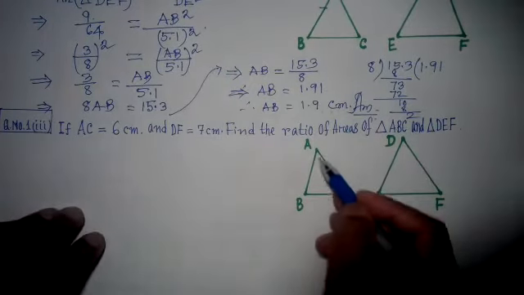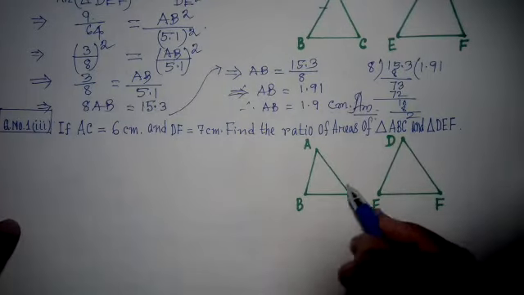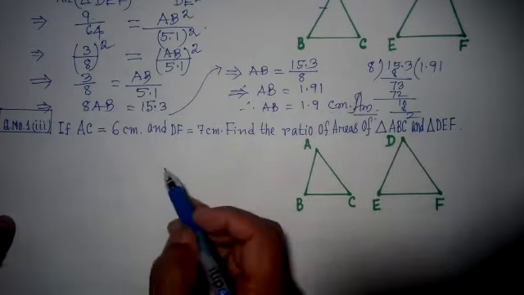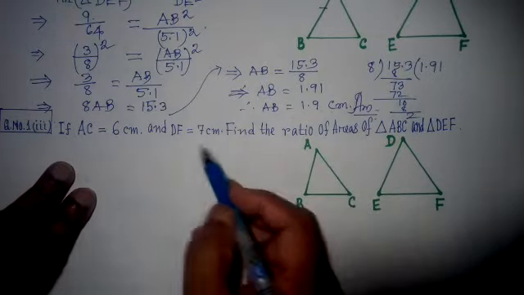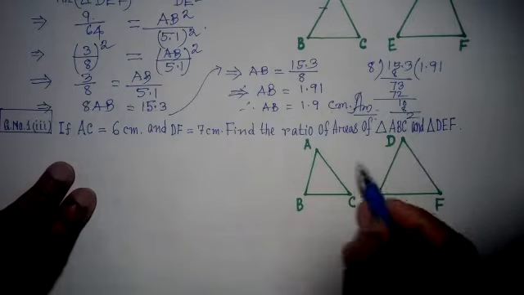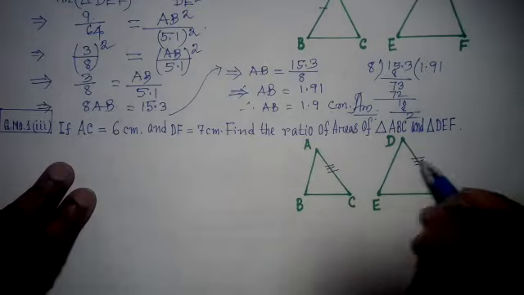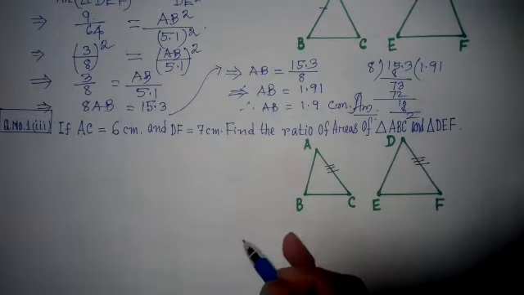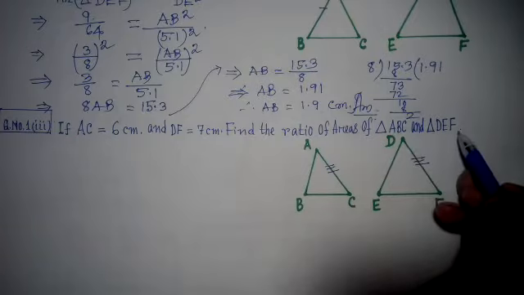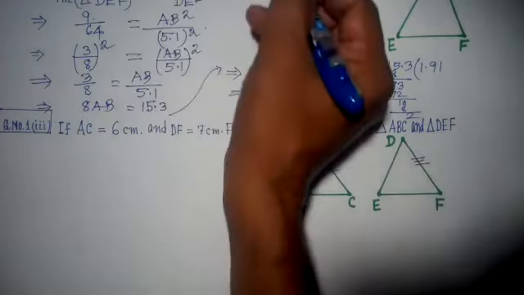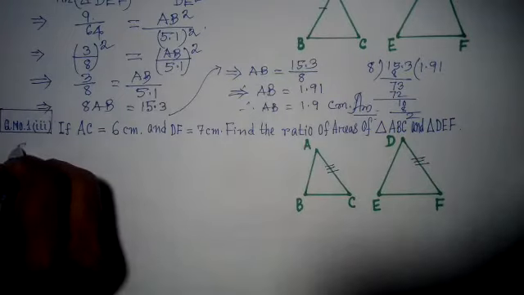Say this is the triangle ABC and this is the triangle DEF. We draw the figure to understand better. Now see, AC is 6 cm. This is the AC and DF is 7 cm. So from the picture we understand AC and DF are the corresponding sides. The question is to find the ratio of the area of triangle ABC and DEF, and these two triangles are similar. So we start in the same way. Solution.